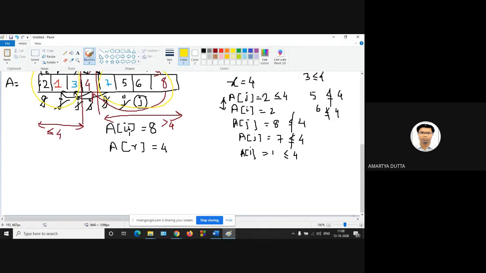How to solve this 2, 1, 3? This 7, 5, 6, 8 is left for your exercise. 2, 1, 3: how to solve this 2, 1, 3? Any idea?